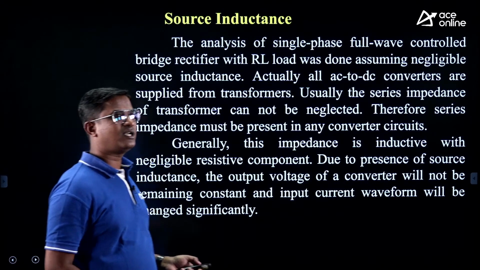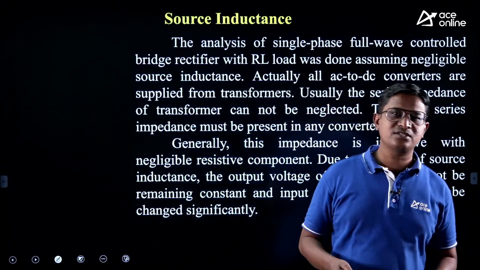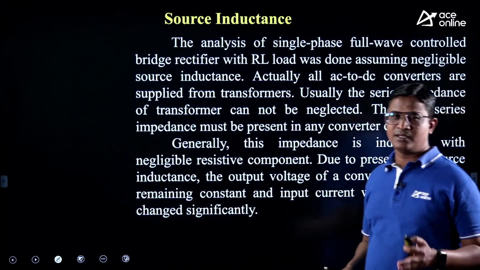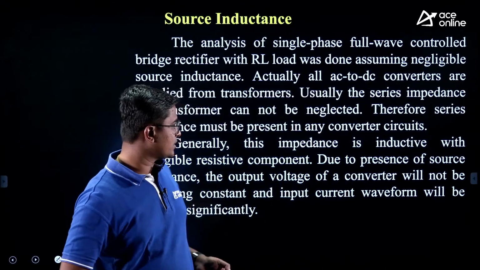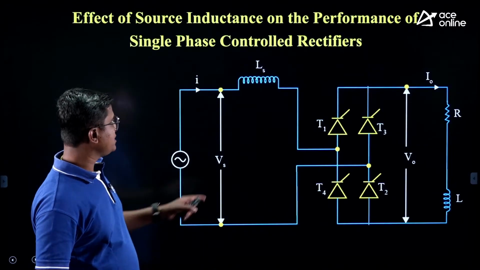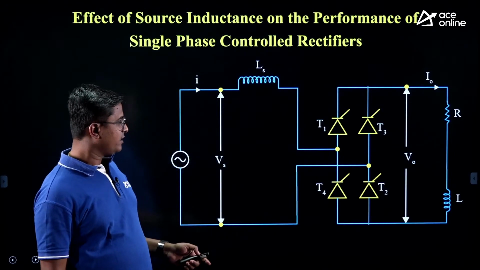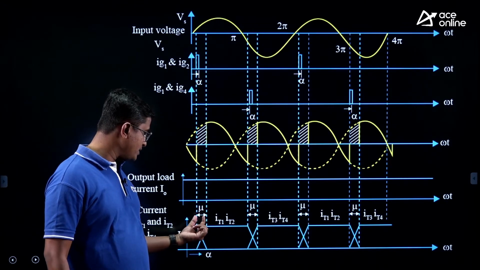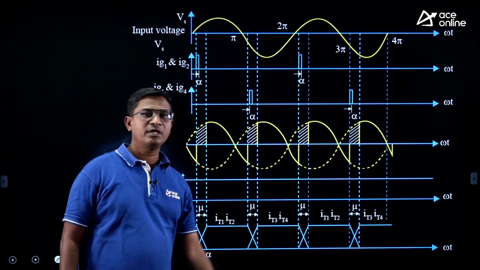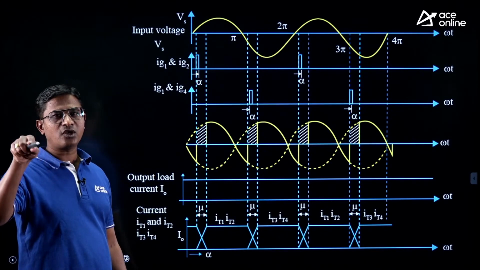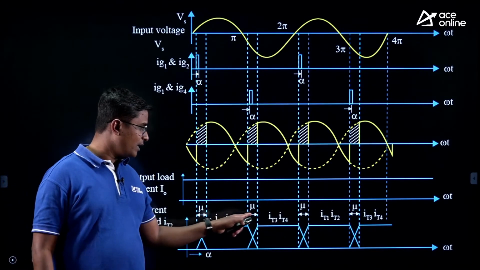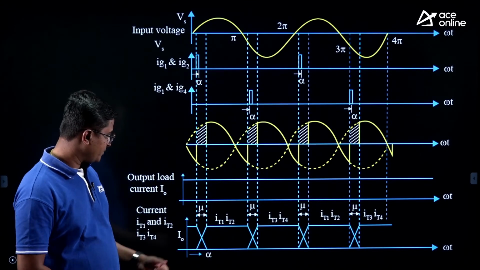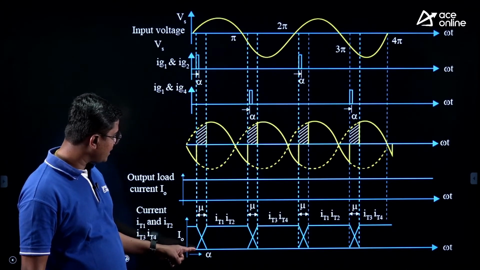So what is the effect of source inductance in converters or rectifiers? Because of the source inductance, the output voltage of the rectifier gets reduced. This is LS, the source inductance, and here we have the full converter. Corresponding to this angle mu, known as the overlap angle, during this interval all 4 thyristors will be in conduction mode.